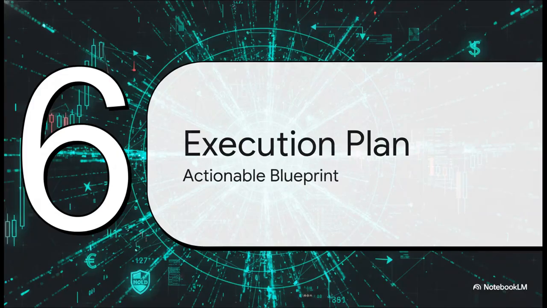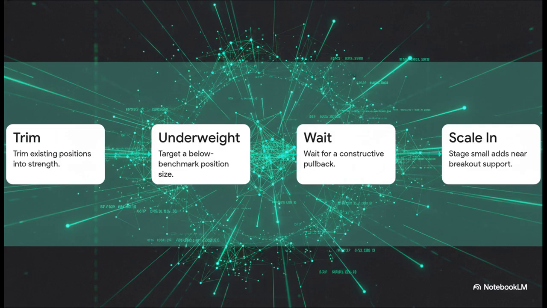So, what do we actually do with this? Moving to Module 6, Actionable Trade Execution Plan. The desk extracted a concrete, multi-tranche execution blueprint. Step 1. Trim existing positions right into this current near-vertical strength. Step 2. Target a below-benchmark position size, then they wait. The plan is to initiate a starter position and begin layering in on dips toward the low to mid-80s, right where that 10 EMA sits. Finally, prepare for aggressive buying only near the structural breakout support lines.